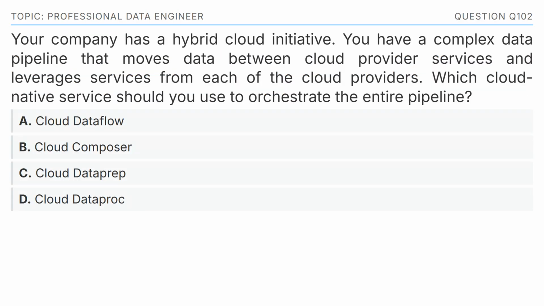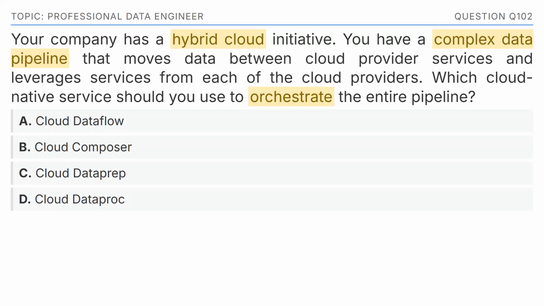Your company has a hybrid cloud initiative. You have a complex data pipeline that moves data between cloud provider services and leverages services from each of the cloud providers. Which cloud-native service should you use to orchestrate the entire pipeline? The options are: Option A, Cloud Dataflow. Option B, Cloud Composer. Option C, Cloud Dataprep. Option D, Cloud Dataproc.